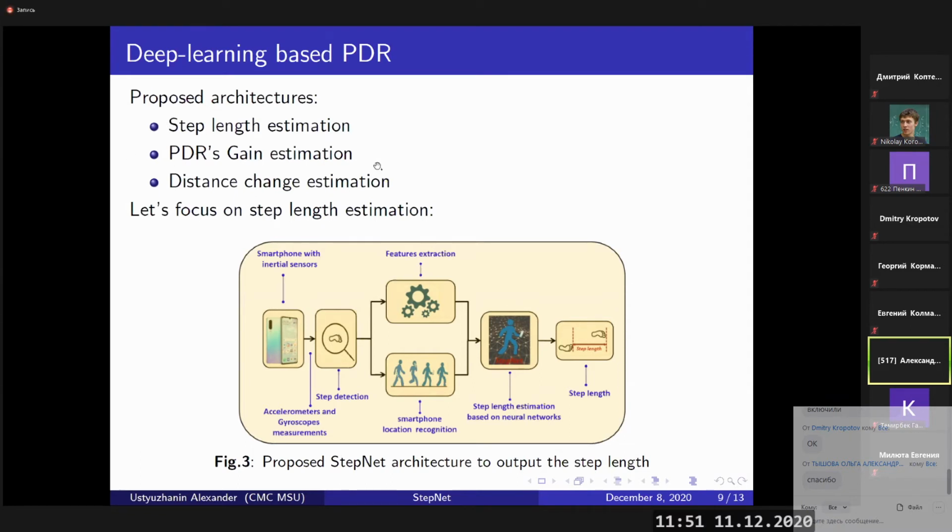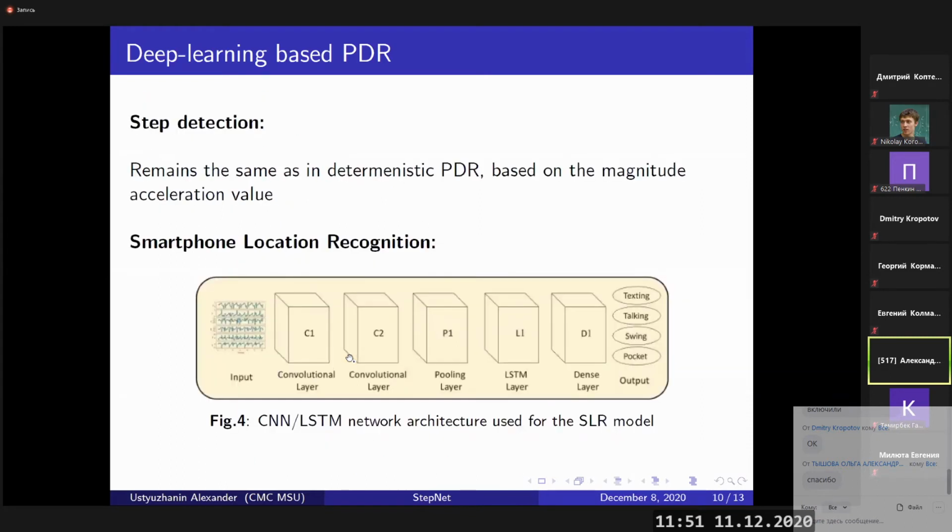So let's focus on step length estimation. It considers a similar pipeline to the PDR scheme that I showed before. Let's examine it step by step. Step detection remains the same as in deterministic PDR, based on magnitude acceleration value. There are a couple of modern approaches to doing this, but this task is not considered by this paper.